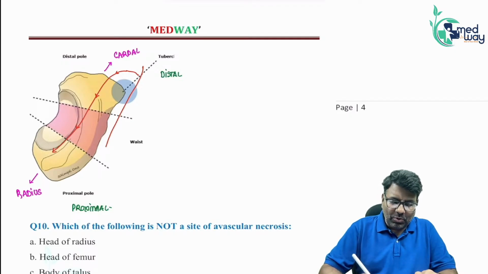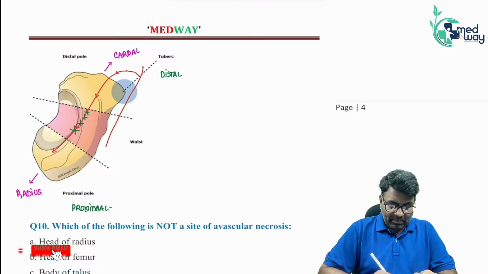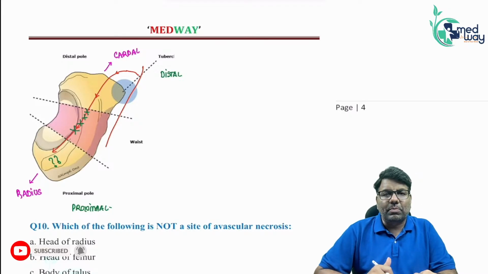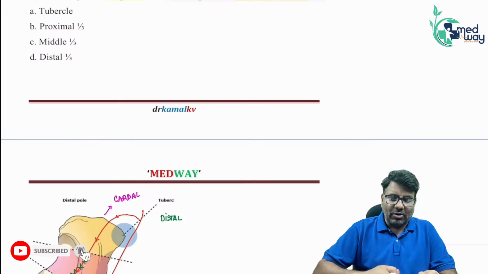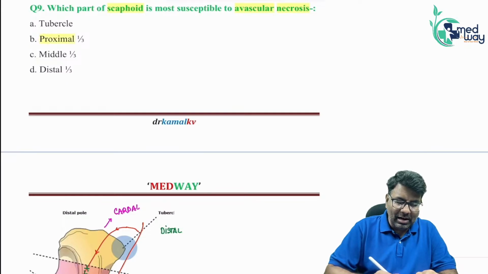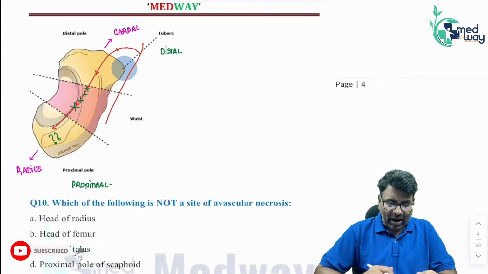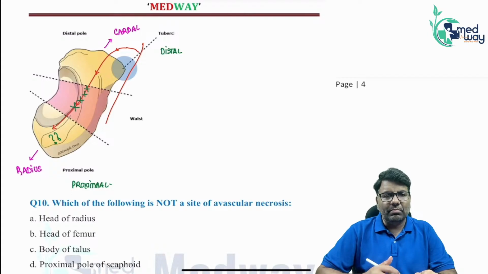So the artery is traveling from distal to proximal. Now what happens? Suppose there is a fracture in this area, it can damage this artery. Once the artery is damaged, this part, the proximal part, will be devoid of arterial blood flow, and therefore it will undergo necrosis. So if someone asks you which part of the scaphoid is most susceptible to AVN, your answer will be the proximal third. And why proximal third? This we already discussed, because of the unique pattern of the arterial blood flow, which travels from distal to proximal.